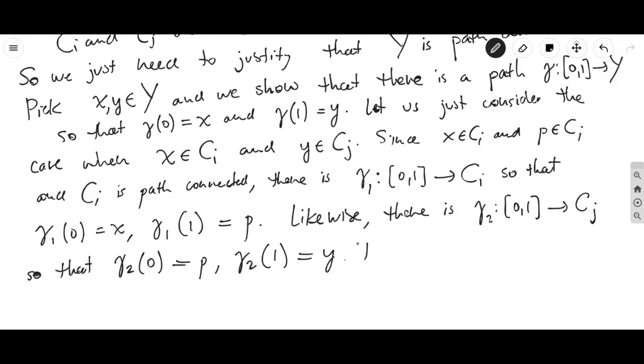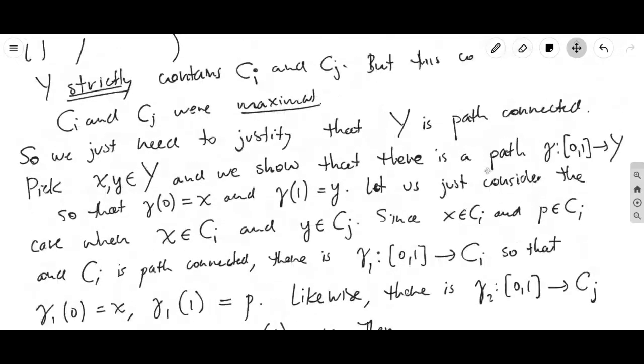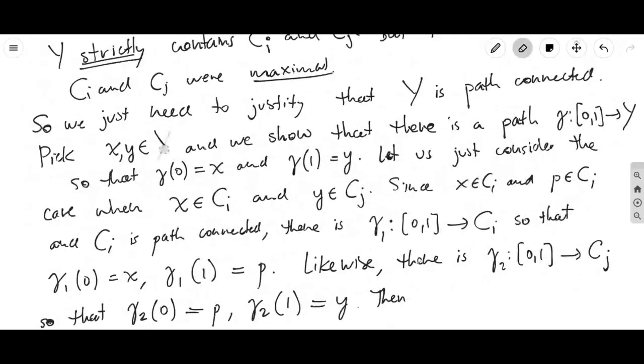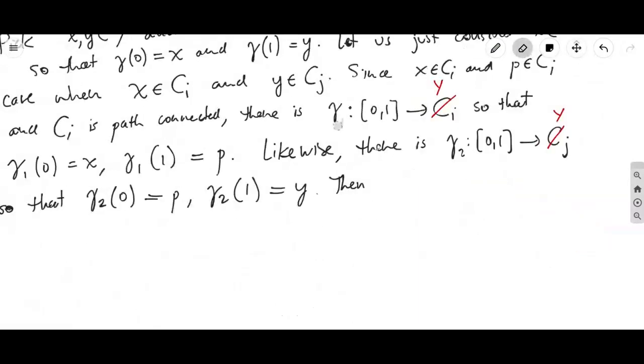So now, here's the whole point. Ci and Cj are both themselves contained in Y, because Y is their union. So that means you are permitted to enlarge the codomain. So this is also correct to say: gamma 1 is a path in Y, and gamma 2 is a path in Y.